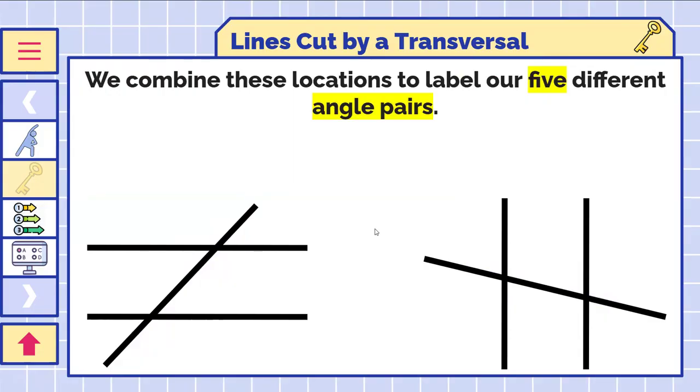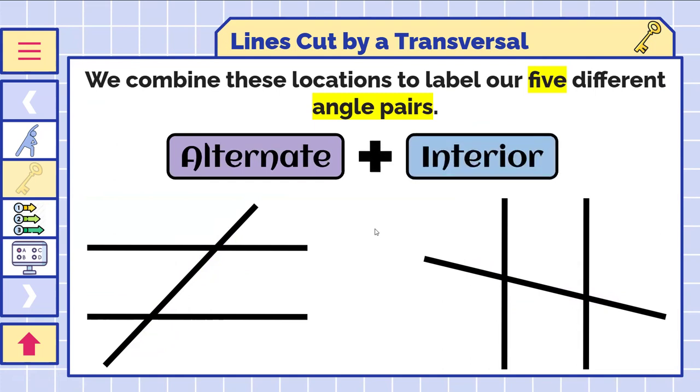And now we're going to talk about when we combine these locations to label our 5 different angle pairs. There's 5 in total. There's a lot to remember. We're going to go through them. First, our first 4 all use a combination of our location words. So we first have alternate interior. Remember, alternate means on opposite sides and interior means on the inside. So that means we're looking here on the inside, it's going to be the angle on the left and right, or the right and left. Again, alternate interior. They're on opposite sides on the inside.